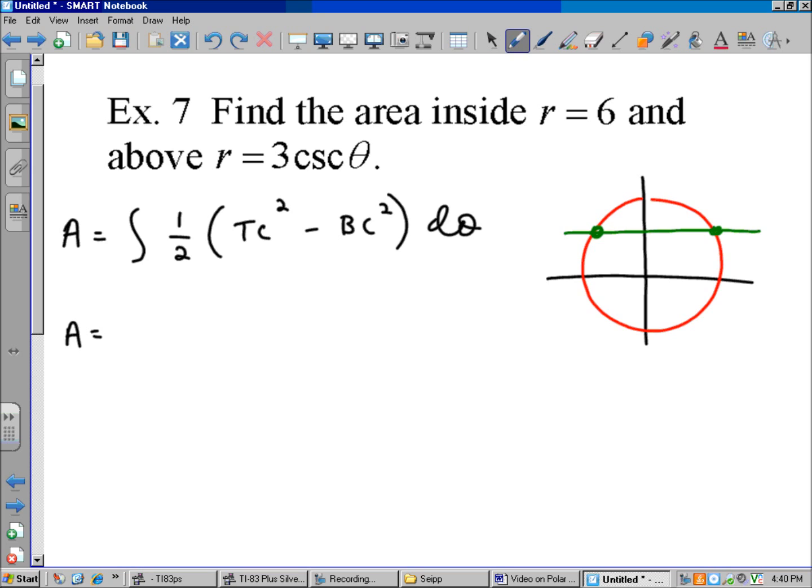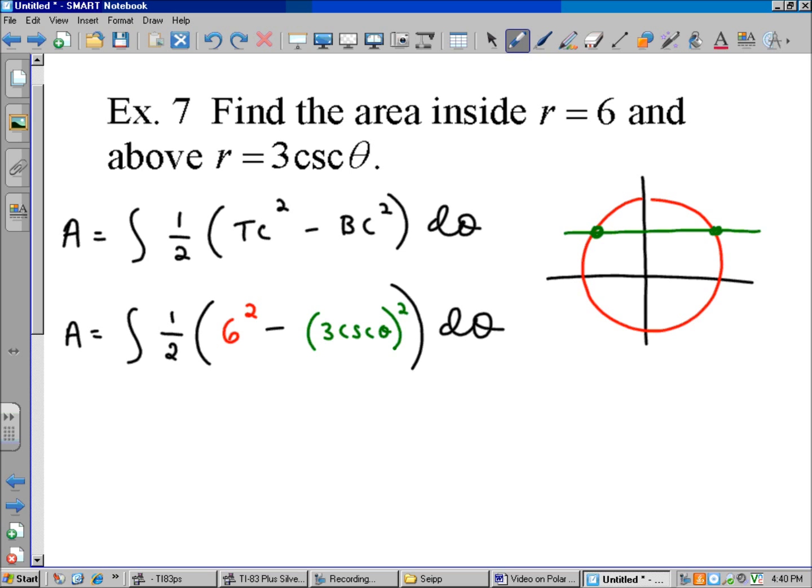But before we do the bounds, let's write the integral. 1/2 times, what's the top curve? Well, the top curve is the red curve. The top curve is 6. So 6 squared minus, what's the bottom curve? The bottom curve is 3 cosecant theta squared, d theta. Now I need the bounds of integration.